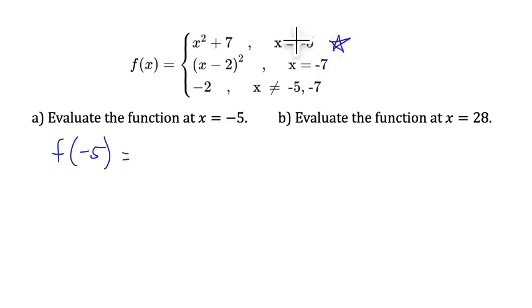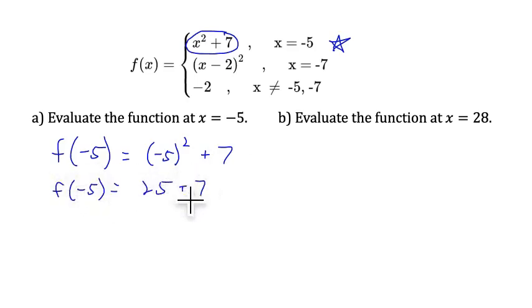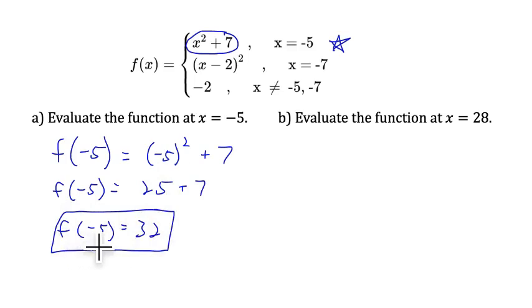Our input is -5, so we're going to use the first piece. We're going to square the x and add 7. So we take our input and square it, and then add 7. Now -5 squared equals positive 25, because negative times negative is a positive. And when we add 7 to that, we get 32. So f of -5 equals 32, because our input was in the first piece, or told us to use the first piece of the function.